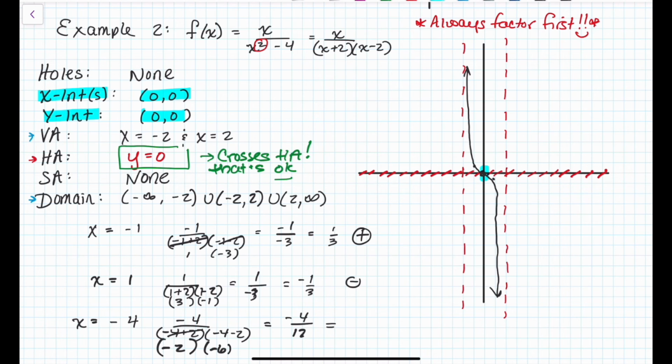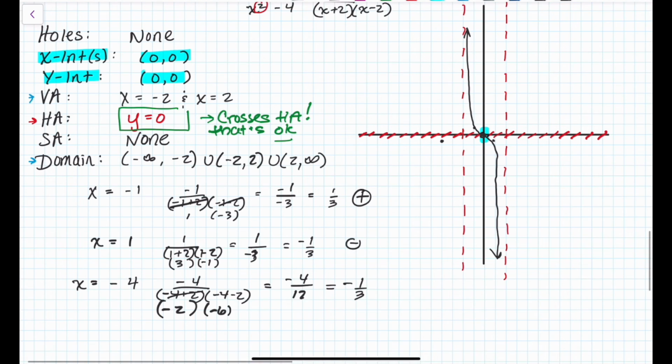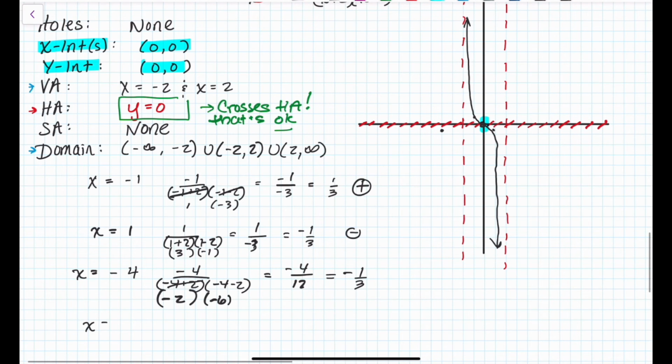So we get -1/3. Just so happens to be 1/3 again, right? But the important part of doing this is it's telling me where it's going to be on this graph. So I know it's going to be in this little quadrant of the graph.